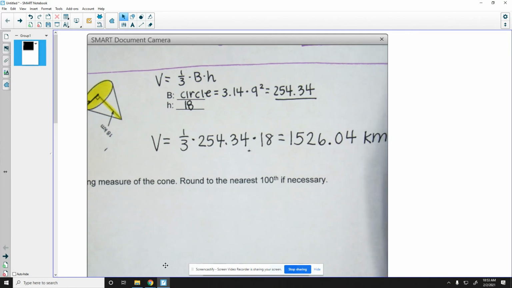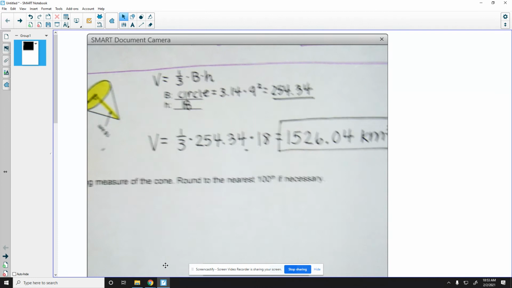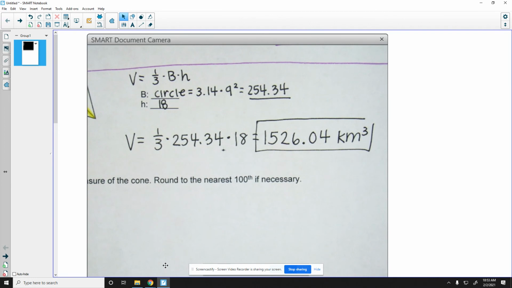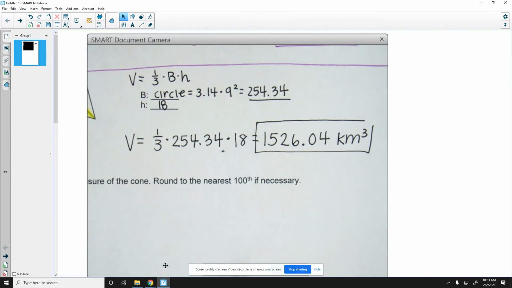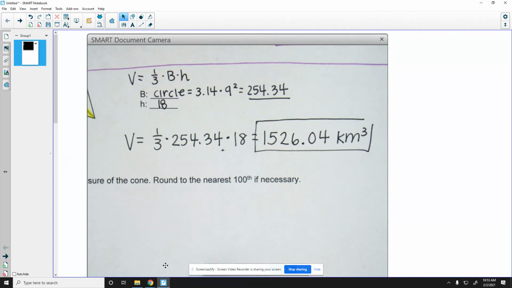1,526.04. You even remembered the units. Good job. 1,526.04 kilometers cubed. And ladies and gentlemen, that is how I find a cube. Or sorry, not a cube, a cone. Okay, let's do the hard stuff.